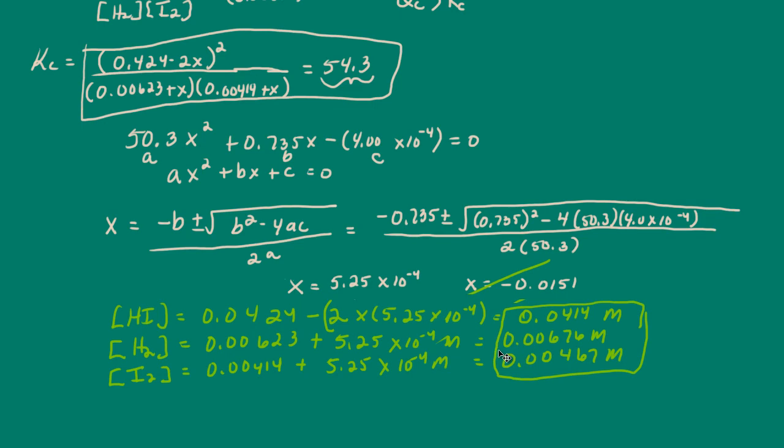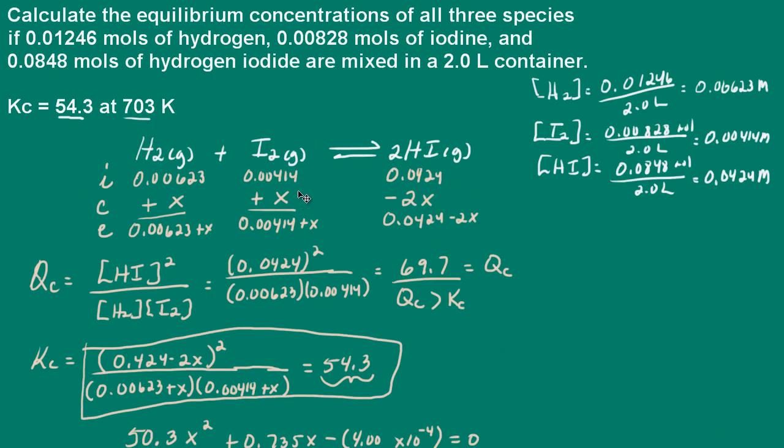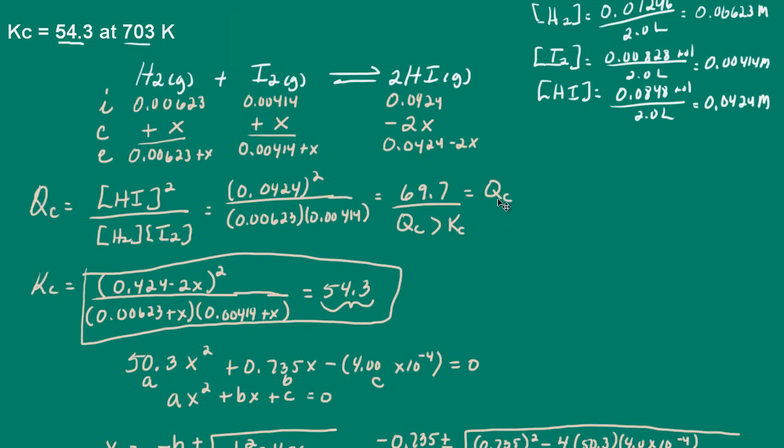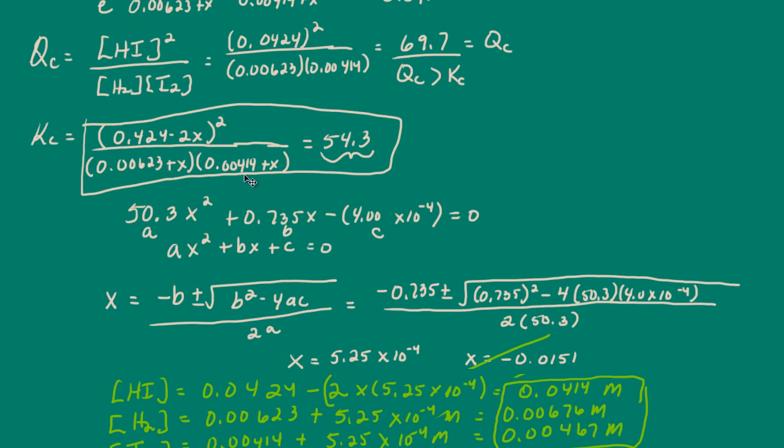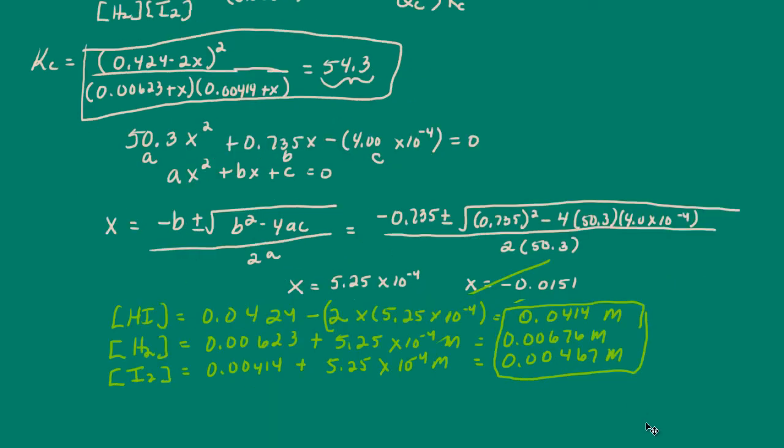The two major points here, number one, we were given concentrations of all three species. So we needed to calculate Q and compare that to K to determine whether or not the reaction proceeds left or right to establish equilibrium. And second, we were not able to make any simplifying assumptions because K was just very large. So we needed to solve the quadratic formula.